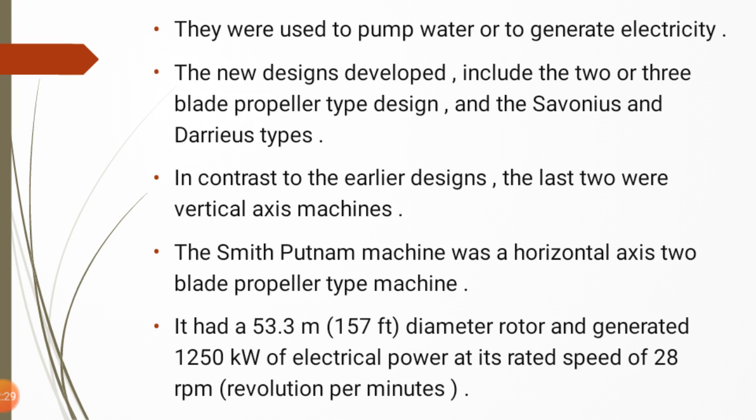When the rotor of the Smith-Putnam machine rotates at 20 revolutions per minute, the machine is able to generate 1250 kilowatts of electrical power, and the diameter of the rotor is about 53.3 meters, or 157 feet. So this is all about the Smith-Putnam machine, the horizontal axis two blade propeller type machine.